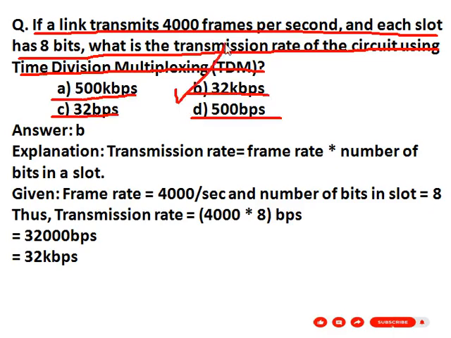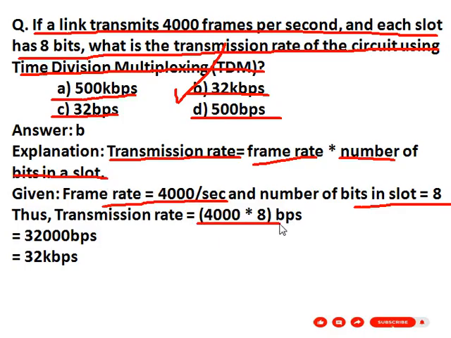So here see the explanation. Transmission rate equals frame rate into number of bits in a slot. Given that frame rate is 4000 per second and number of bits in a slot is 8. So transmission rate equals 4000 into 8 bps, equals 32,000 bps. So 32,000 bps equals 32 kbps. So our correct answer is option B, 32 kbps.